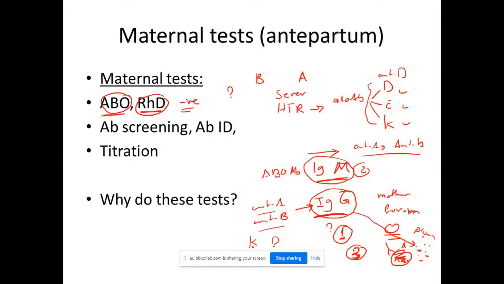Compare that with D, which is mainly present on the RBC, isn't it? So anti-D will bind to it directly. It will not be neutralized by free antigen, because we don't have free D antigen in the plasma. So it will cause destruction of the cell. This is why anti-D can cause severe hemolytic disease of the newborn, while ABO incompatibility usually causes mild hemolytic disease of the newborn.